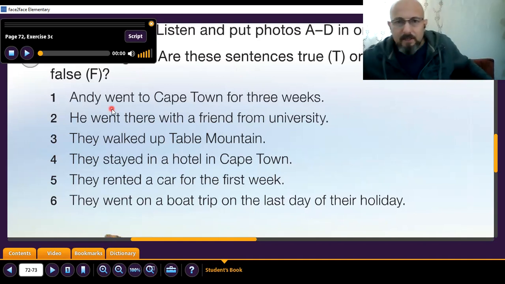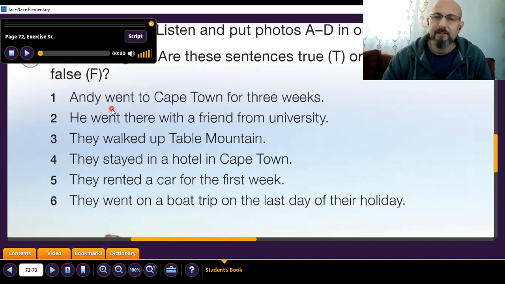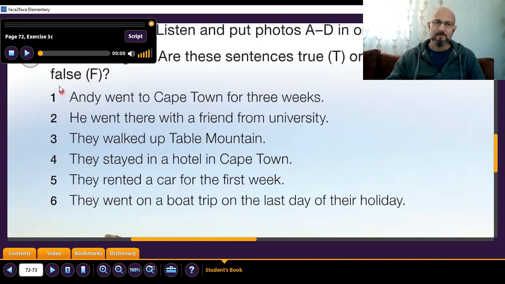Andy went to Cape Town for 3 weeks. He went there with a friend from university. They walked up Table Mountain. They stayed in a hotel in Cape Town. They rented a car for the first week. They went on a boat trip on the last day of their holiday. Okay, guys? So listen and write true or false.